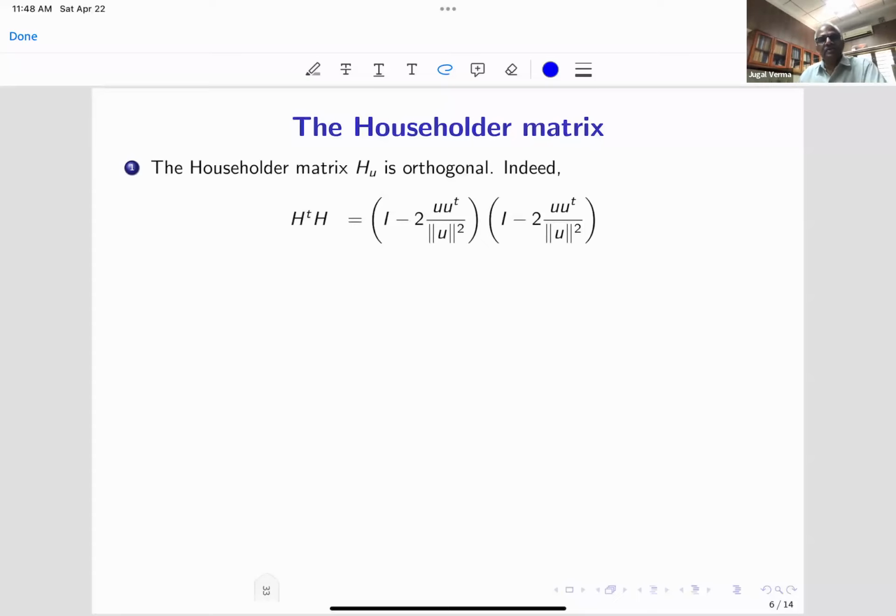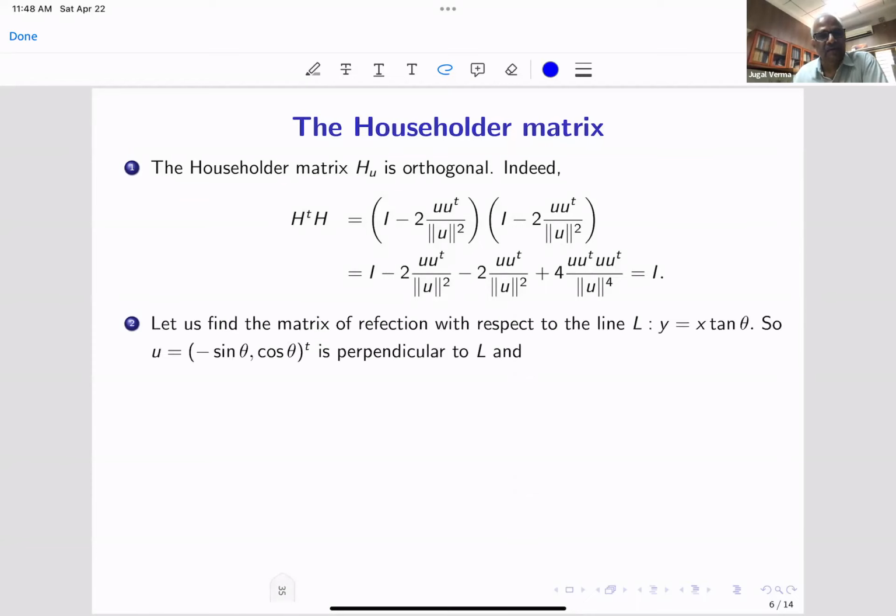So the Householder matrix HU, let us see that it is an orthogonal matrix. This is a small computation to show that HU is orthogonal. I write HU as H and calculate H transpose H. This is the product of these two matrices, and you just multiply them and it becomes identity. Similarly, H H transpose is also identity, and that is the condition for a matrix to be orthogonal. So H transpose H equal to identity says that the column vectors of H form an orthonormal basis of Rn.